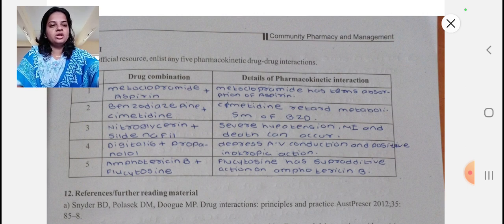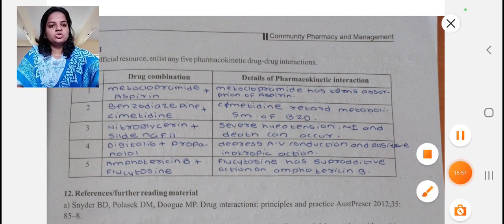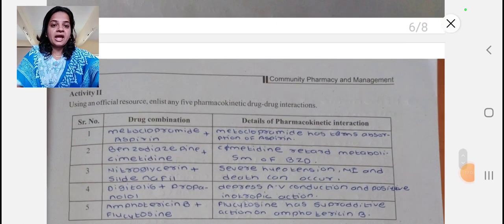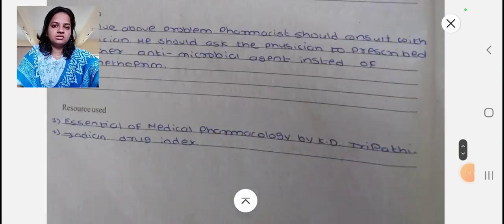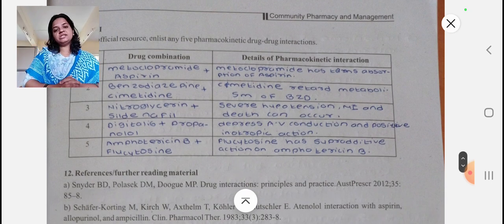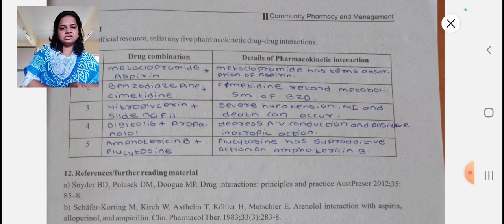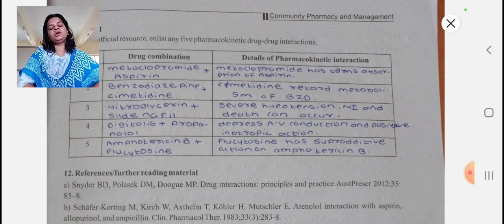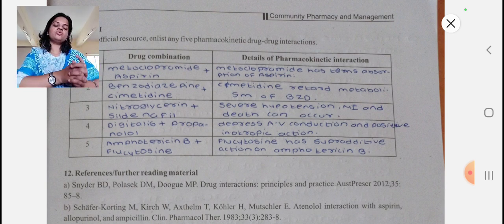So these are the drug combinations and the details of the pharmacokinetic interactions. You may note this down in your notebook. So it will come in handy for your major experiment also. Okay, so in this part we have seen the activity part. Here we will stop. Then in the next part we will see the questions and answers in the experiment. If you have any problem, you can ask me.